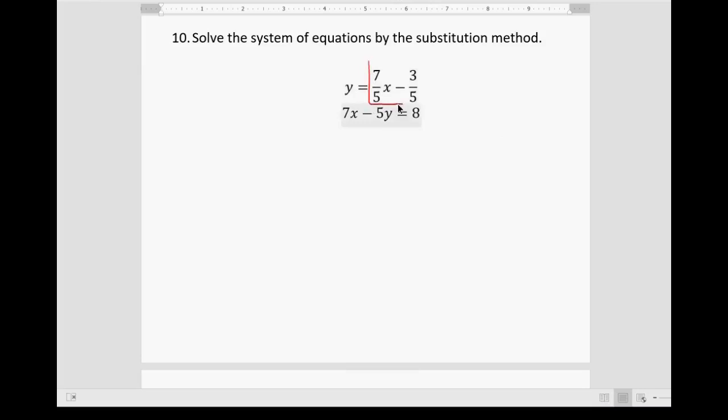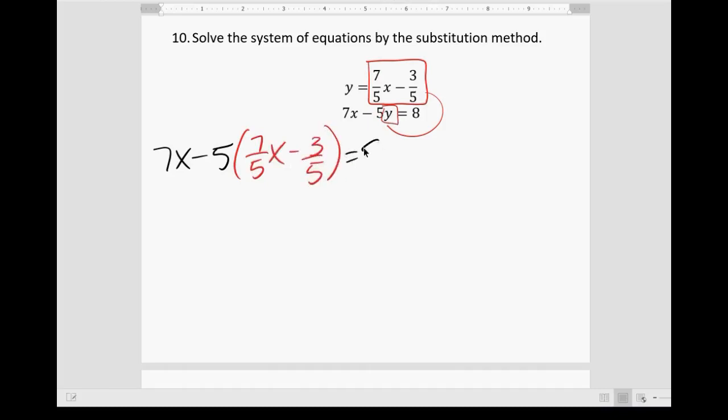y equals 7 over 5 x minus 3 over 5. So I'm going to take what that equation says equals y. I put it in a red box. I'm going to plug it into the other equation for y, because the y in the first equation is the same y in the other equation. So let's see what happens. I'm going to have 7x minus 5 times y, which is 7 over 5 x minus 3 over 5, equals 8.